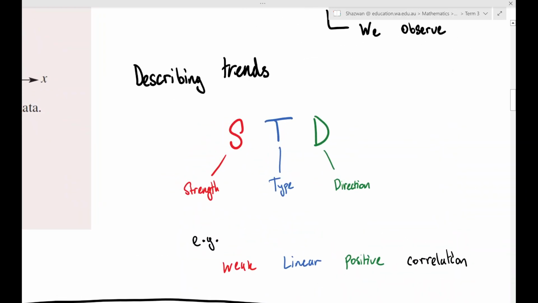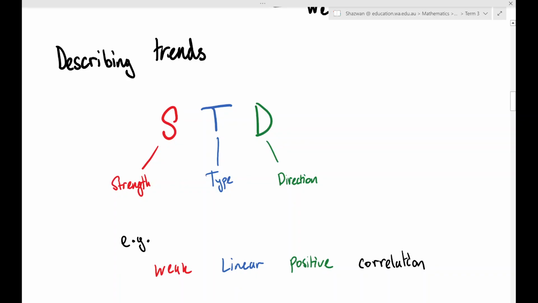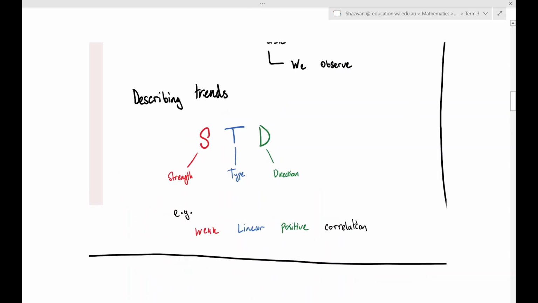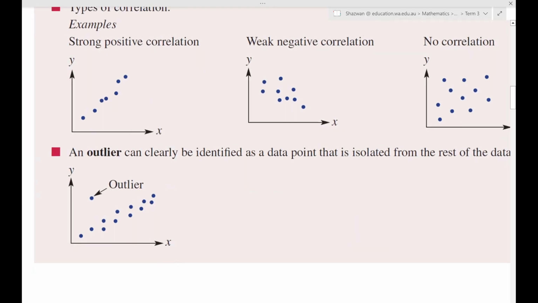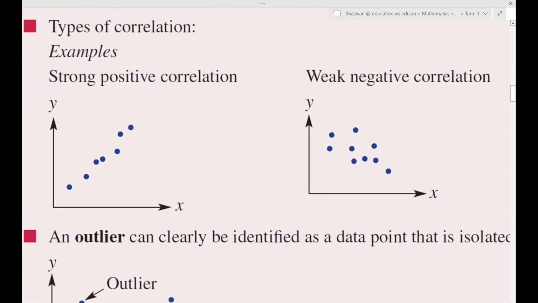Here are some examples: strong positive, weak negative, no correlation, and so on. If we were to describe the trend we see on a scatter plot, this is the method. We remember this acronym, STD: strength, type, direction. If I'm thinking strength, I'm thinking, is it strong or weak? If I look at the difference between this first strong scatter plot and this second weak scatter plot, what makes the first plot strong is the fact that my data is very tightly grouped. So if I drew a line of best fit, you can predict that my data will line up very strongly with my line of best fit.